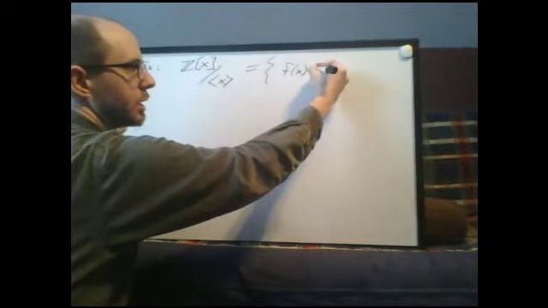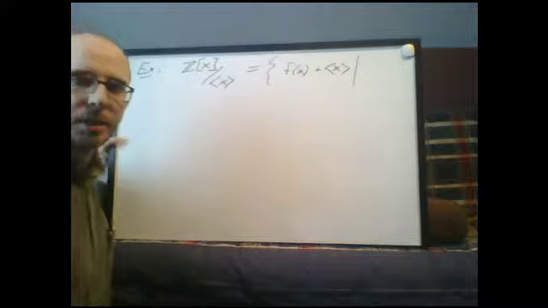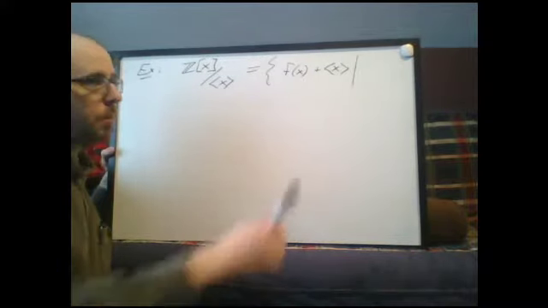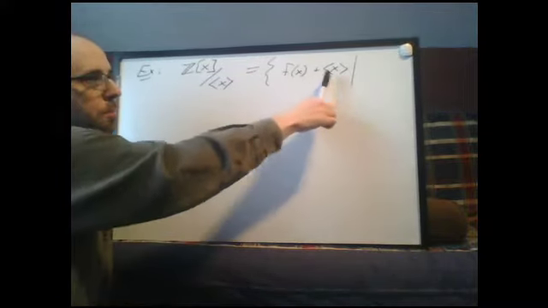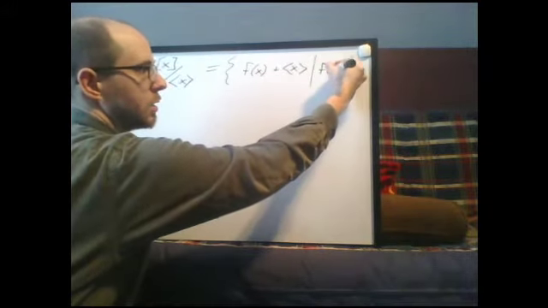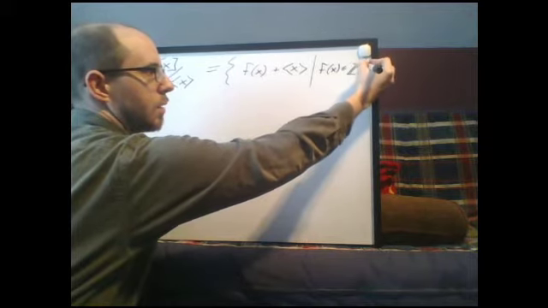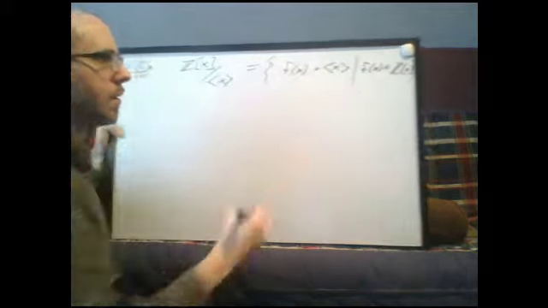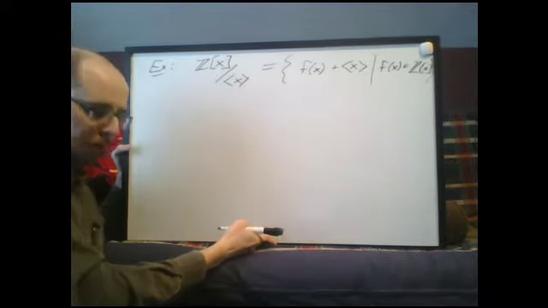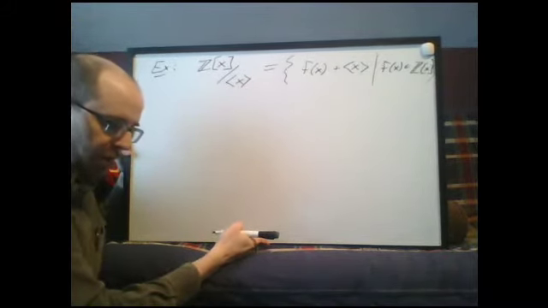So as a set, this consists of things of the form a polynomial plus this ideal. So f of x is just some polynomial in Z[x]. So that's it. It's an integer polynomial.